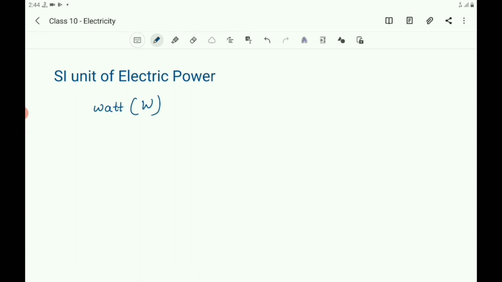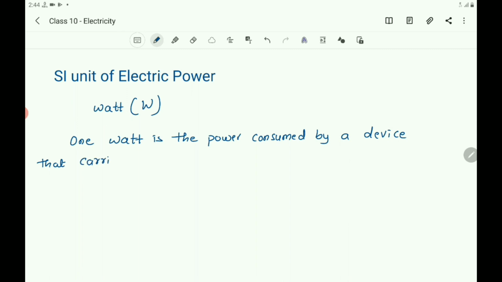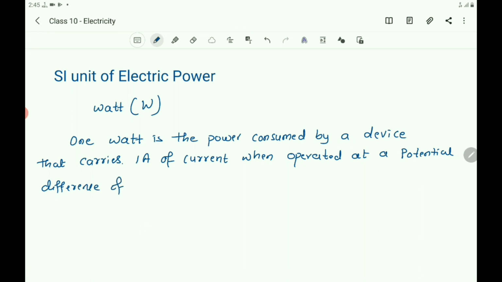So what is 1 watt? 1 watt is the power consumed by a device that carries 1 ampere of current when operated at a potential difference of 1 volt.